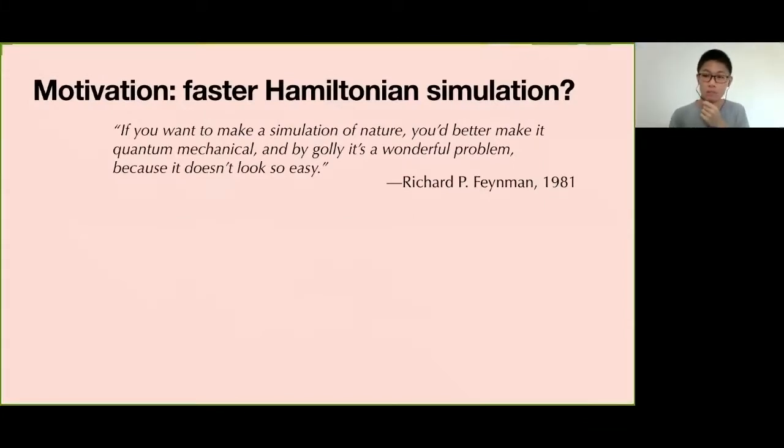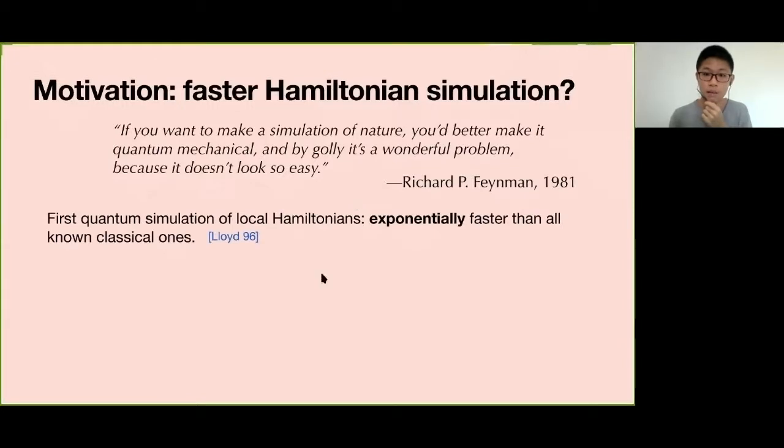I will begin with the motivation of this work, that is faster Hamiltonian simulation. The problem of Hamiltonian simulation is probably the oldest problem in the field of quantum computing. As many of you might know, it is one of the motivations for Feynman to propose the idea of quantum computers, because many physical systems in nature obey the rules of quantum mechanics. Feynman asked whether quantum mechanical computers can simulate nature more efficiently than classical ones. The first answer to this question is Lloyd's quantum simulation algorithm for local Hamiltonians, which is exponentially faster than all known classical ones.